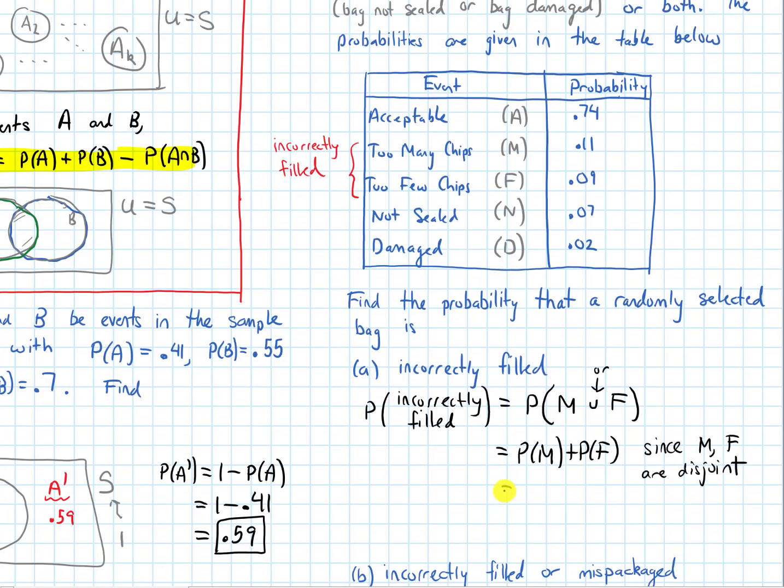All right, and let's plug in the numbers. Too many chips, the probability is 0.11. For too few chips, the probability is 0.09. And adding them, we get 0.20. So about 20% of the time, a bag is incorrectly filled. Okay, so that is not good for this potato chip company. All right, so let's do part B.